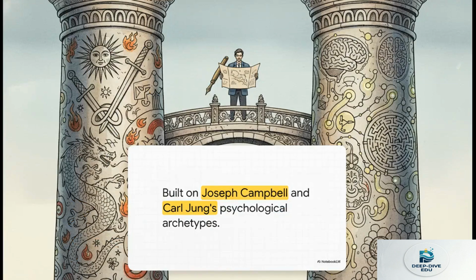Now, Vogler didn't just invent this structure out of thin air, right? He built it on the shoulders of giants. Specifically, he took the dense, ancient patterns of world mythology identified by Joseph Campbell in his really famous book, The Hero with a Thousand Faces. Then, he mashed that up with the psychological archetypes of Swiss psychologist Carl Jung. Vogler essentially translated these high-flying, heavy academic concepts into a highly practical, down-to-earth guide for modern creators.